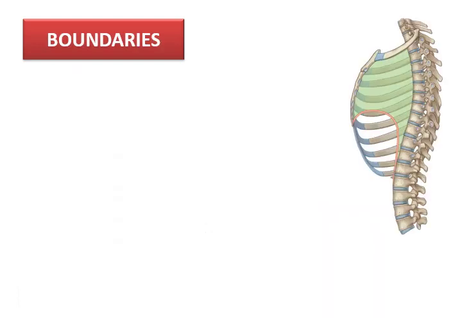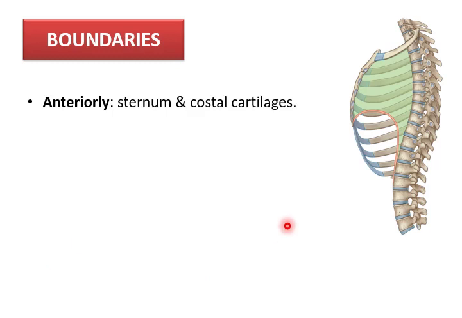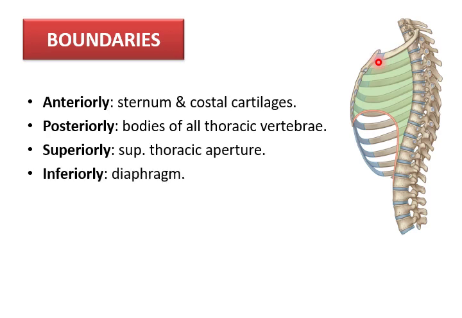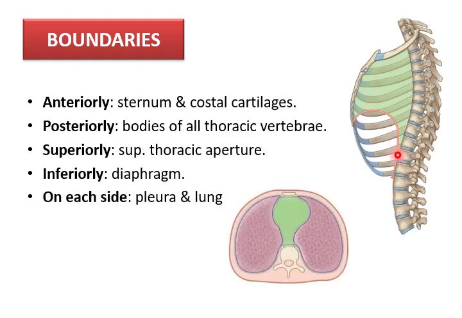Regarding its boundaries, anteriorly, we have the sternum with the costal cartilages attached to it. Posteriorly, we have the 12 thoracic vertebrae. Superiorly, we have the thoracic inlet, or better called the superior thoracic aperture. And inferiorly, we have the diaphragm. On each side, we have the pleura and lung.